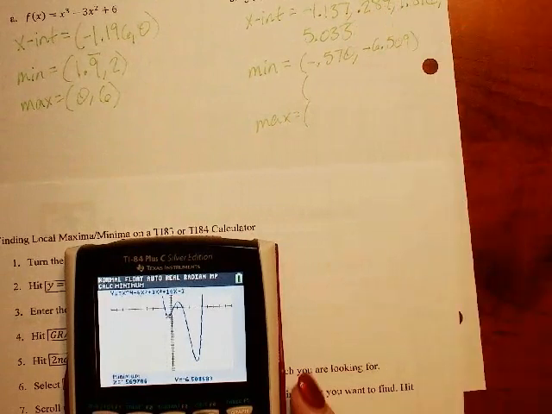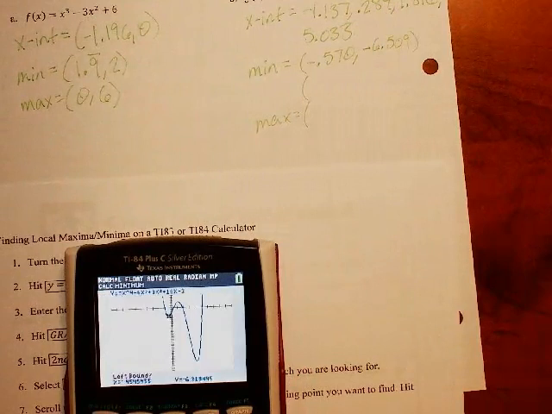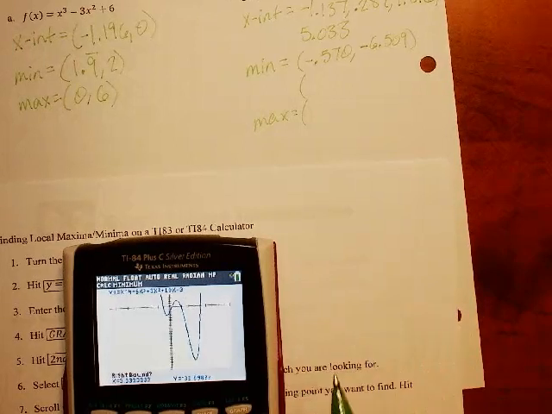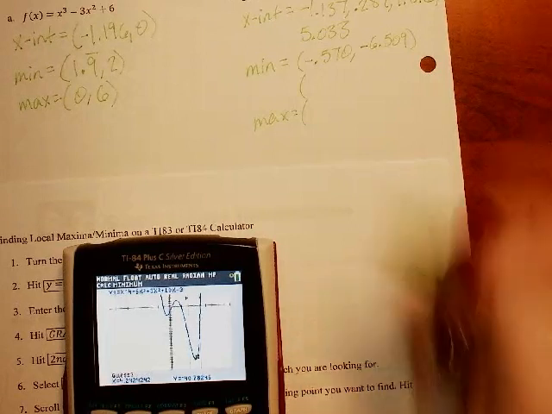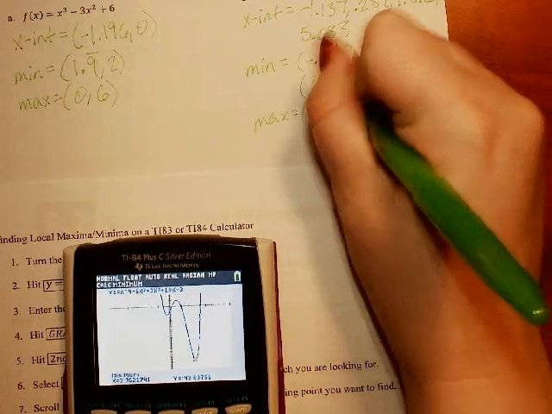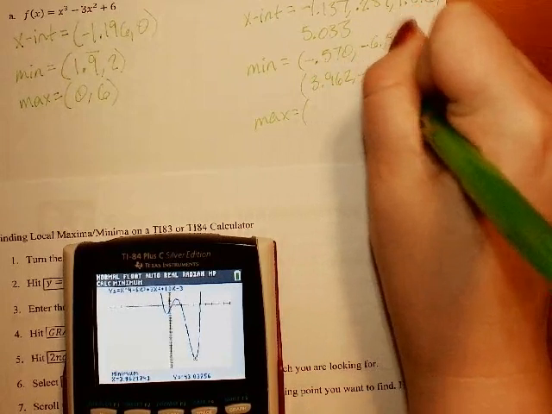And then I'm going to find my other minimum over here. I'm going to go more to the right. So I'm still left of it, so I'm going to hit enter. And I'm going to go right of it and hit enter and get close to it. So my other minimum here is 3.962, -43.038.